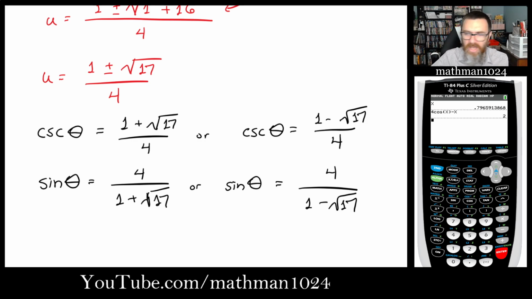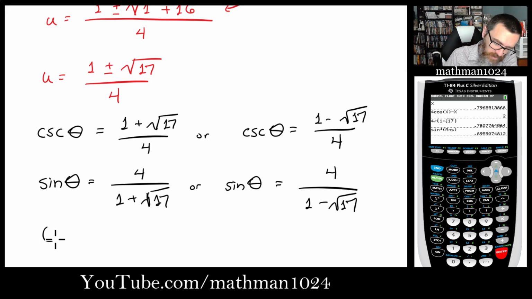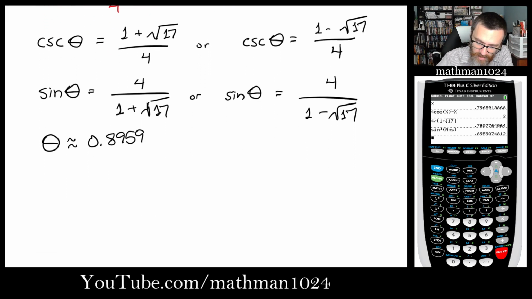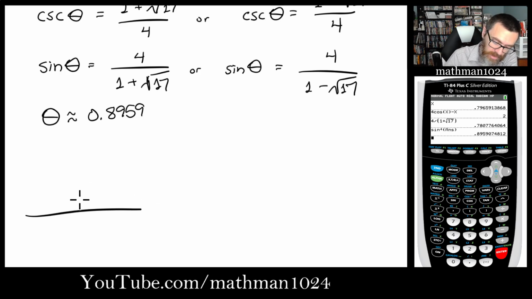All right, so Mr. Calculator, we got 4 divided by the quantity, 1 plus the square root of 17. Okay, so the answer we get here is 0.7807, which sine can be. So we're going to do inverse sine of this result. And that tells me that, excuse me, that theta is going to be approximately 0.8959.